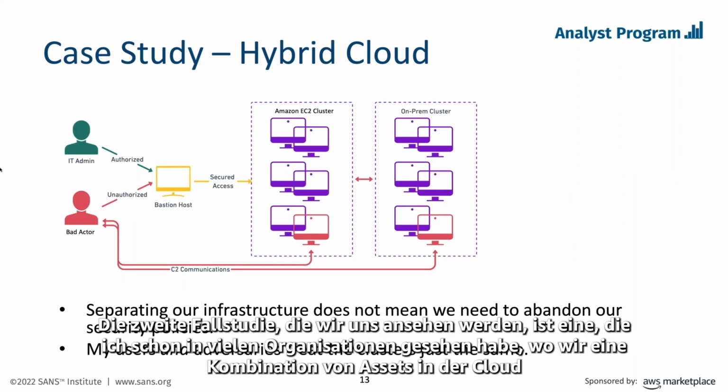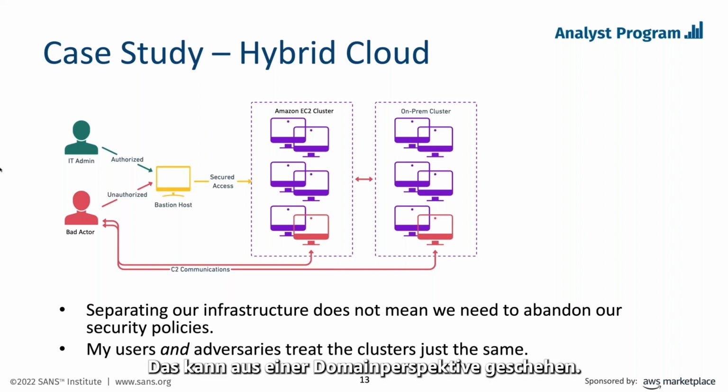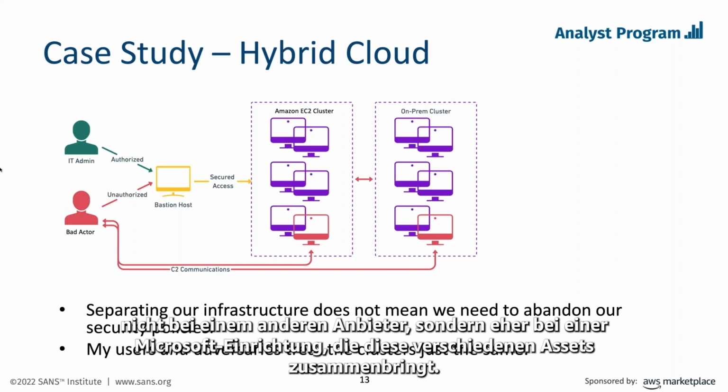The second case study we'll look at, this is one that I've seen in many organizations before, where we've got a combination of assets in the cloud and a combination of assets on-prem that are linked together via some way, shape, or form. Now, this may be done from a domain perspective. You may have something like an Azure Active Directory, which again is a cloud-hosted Active Directory, not in any other provider, but more focused on a Microsoft setup that brings those different assets together.